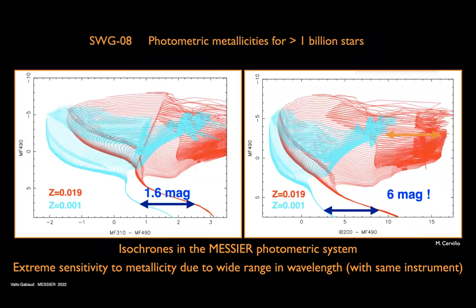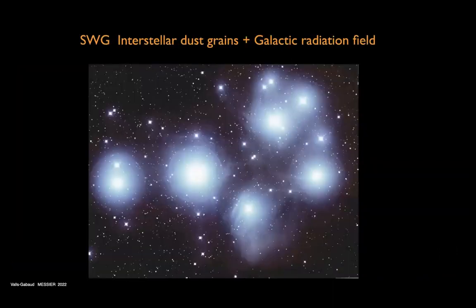Because we have such a wide range in wavelength, from 200 to essentially 900 nanometers, we have a huge leverage on the magnitudes of the lower main sequence and the red giant branch. Because of this extreme sensitivity, we can measure the photometric metallicities of essentially all the Gaia stars. Photometric, not spectroscopic, but you can still do plenty of things. And for the surface brightness of these galaxies, you can also get a handle on their subpopulations.